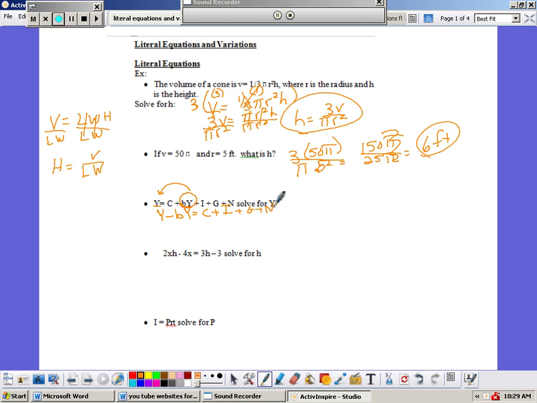The second thing I need to do is make sure the only terms on that side are terms that contain the letter I want to solve for. And they are. I have two terms on the left-hand side. They both contain y. Now I can pull the y out using the distributive property in reverse. So y divided by y is 1, by divided by y is b, equals c plus I plus g plus n. Divide by 1 minus b. Now y is by itself. Y is equal to c plus I plus g plus n all over 1 minus b.